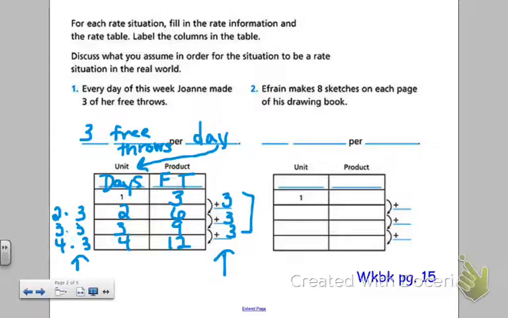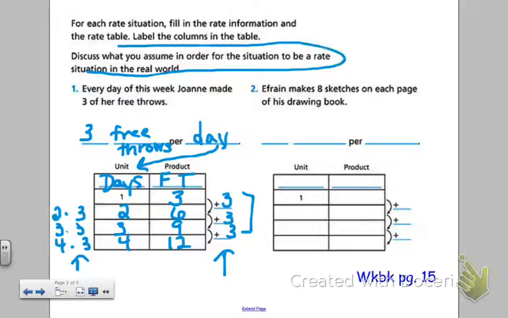Now, one of the other things that I want you to do is think about the situation. I want you to think about what you're assuming here, and is that likely? Is that something that really could happen in real life? So let's think about Joanne here. Do you think it's possible that every day of this week, Joanne made 3 of her free throws? I guess it just means that she must be playing basketball. I'm going to assume that she's playing basketball every single day for a whole week.